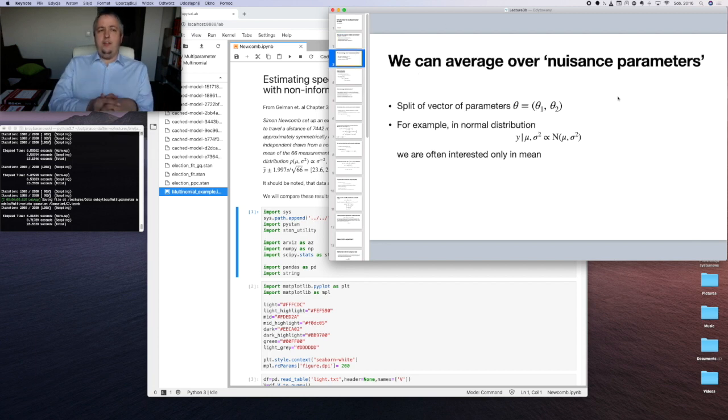So we can generally split our parameter vectors into parameters of interest and nuisance parameters. Nuisance means those are just obfuscating our view. If we assume that parameters constitute a vector, we can split this vector into θ1 and θ2. For example, in a normal distribution, we might be interested only in the mean value, so what is the expected value, for example, of the mentioned infections, and we're not that interested in the variance or standard deviation of the distribution.